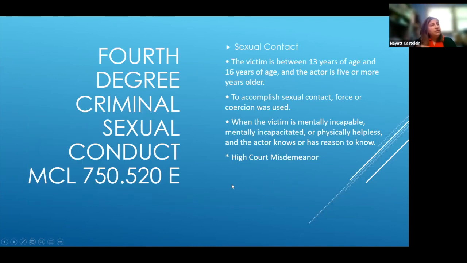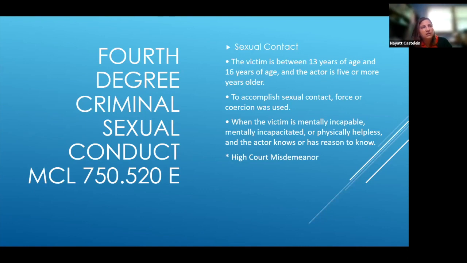All right, so the 4th degree criminal sexual conduct, that's MCL 750.520E. It includes sexual contact. Again, the victim is between the ages of 13 and 16, and the actor is 5 or more years older. If the victim is under 13 and they end up charging it as a 4th, that still becomes a tier 3 offense, even though CSC 4th is usually just a tier 1 offense.